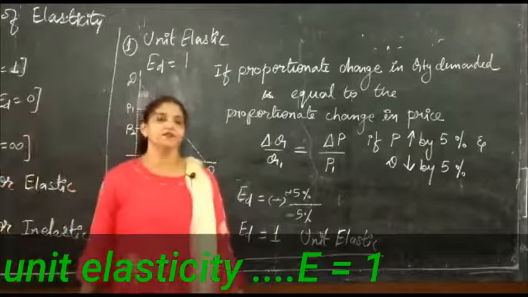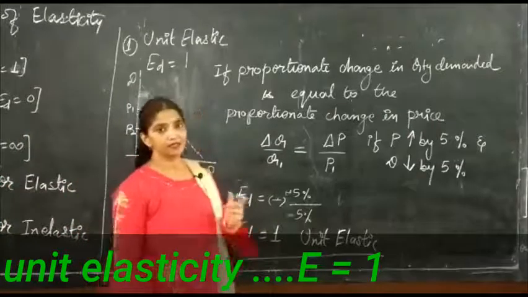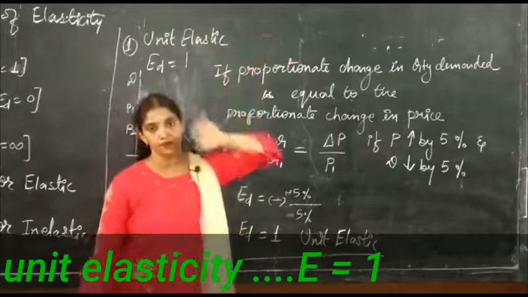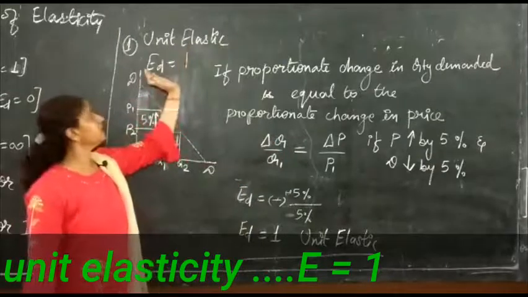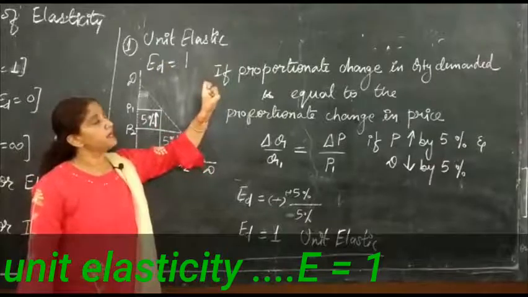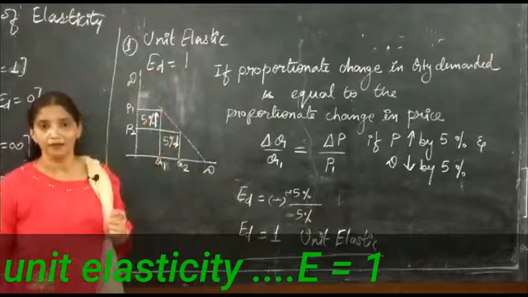First of all, we will discuss the first degree of elasticity, and I have taken this degree as unit elastic or unitary elastic. When I am talking about unit elastic, it means elasticity of demand is equal to 1. Okay? But how can we say that elasticity is equal to 1?